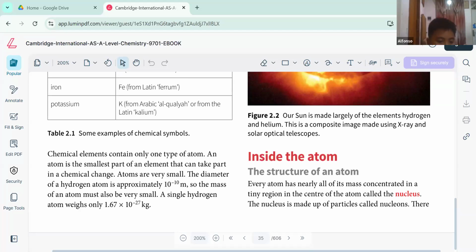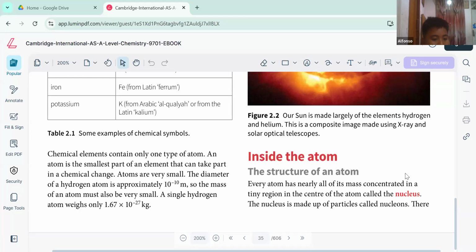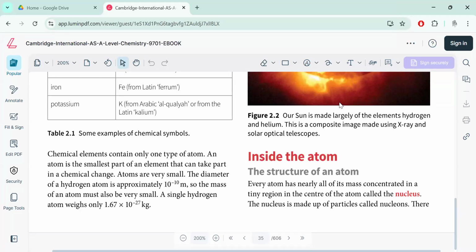So what is the weight atoms weigh? Pardon? What is the atom weight? Atom weight? Oh, what is the atom weight? Yes.